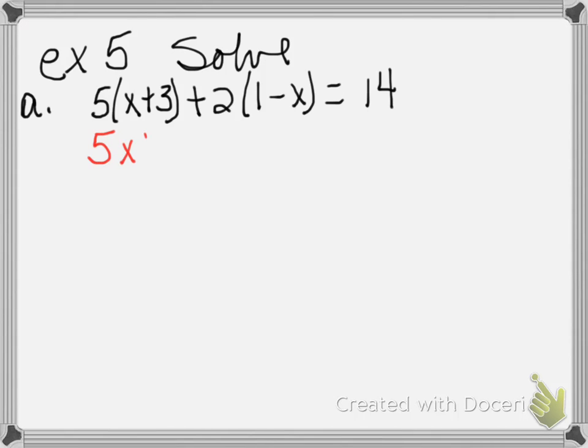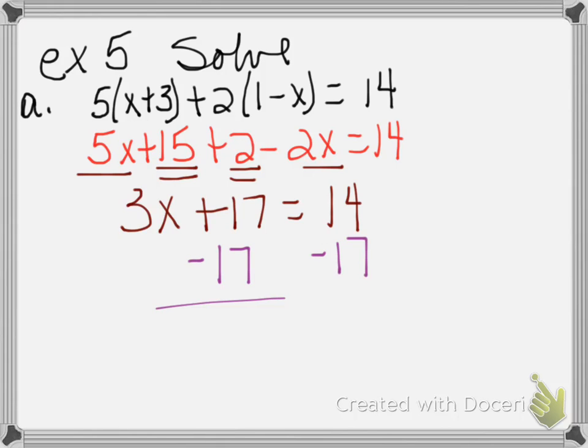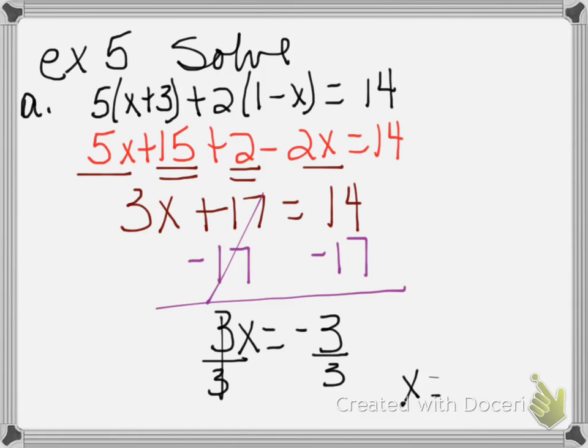Example 5, we're first going to have to do the distributive property, then combine like terms on the left side. I'm going to combine the 5x and the negative 2x. Then I'm going to combine the 15 and the 2. Now I'm going to start solving. So I'm going to subtract 17 on both sides and divide by 3, and you get x equals negative 1.